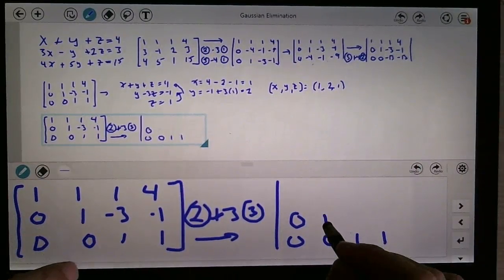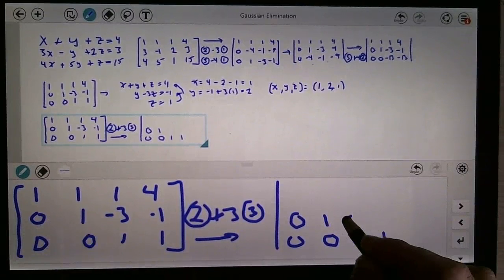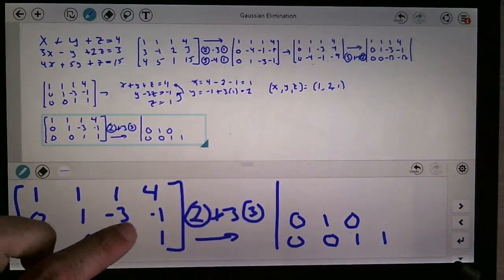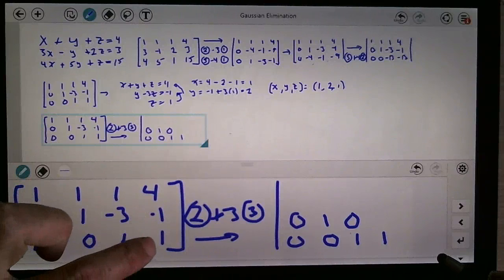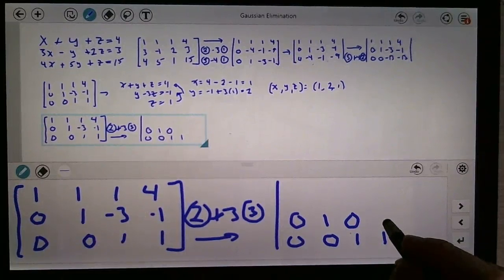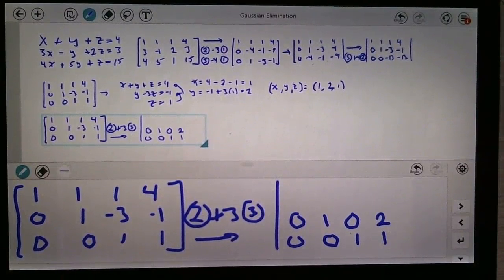1 plus 3 times 0 is still 1. And then this is a 0. And then I've got -1 plus 3 times 1. Negative 1 plus 3 times 1 is a 2. It's so easy to make a mistake and then have everything wrong.